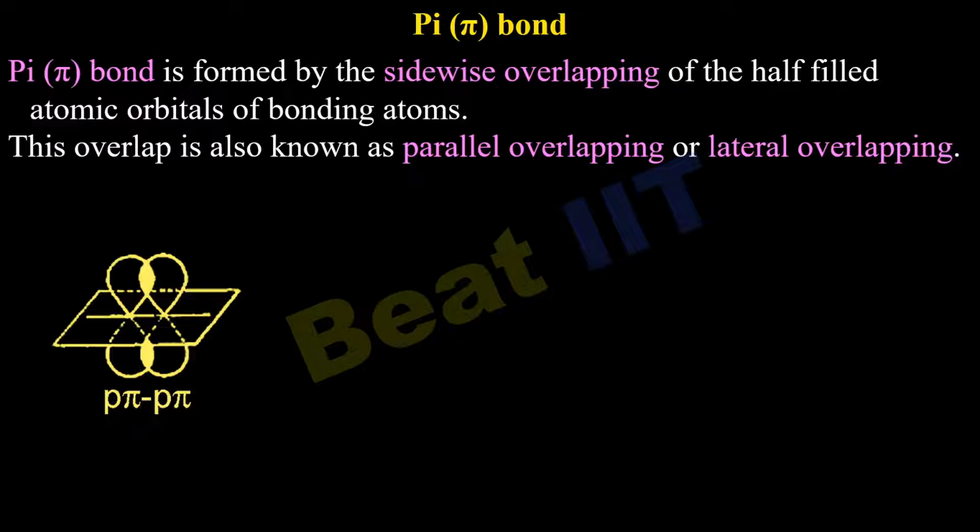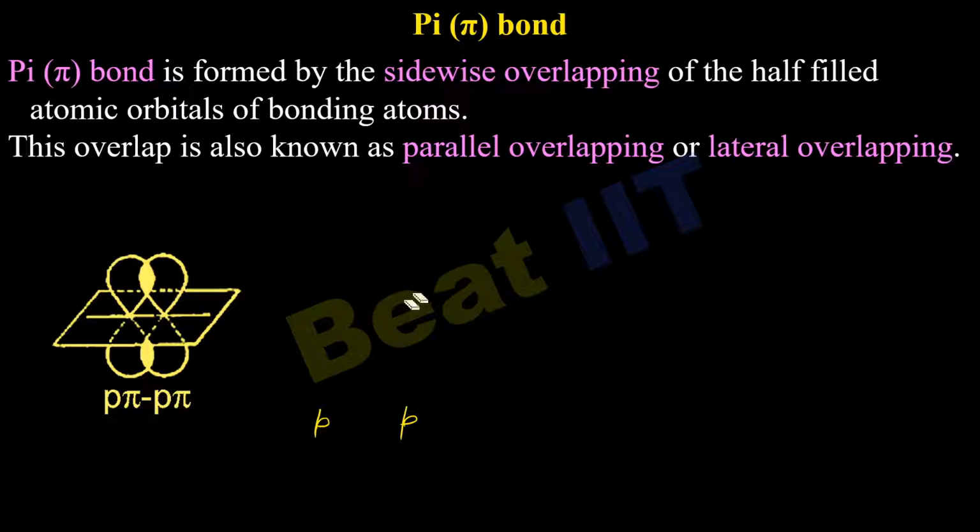This is how the overlapping takes place. So you can see that the two p orbitals are parallel to each other, and when they come closer they overlap, and it is called p pi bond. Why is it called p pi? Because both p orbitals are taking part in overlapping.